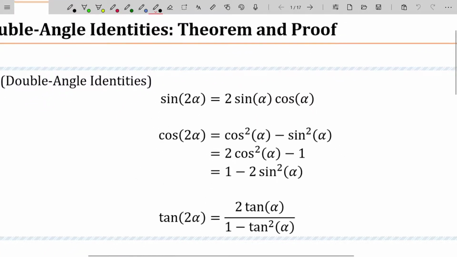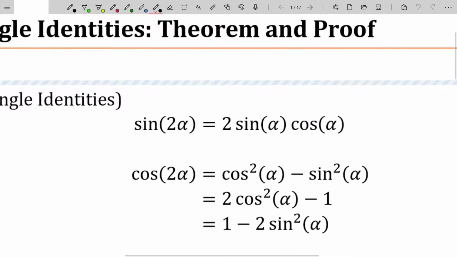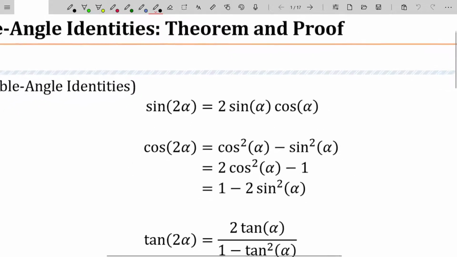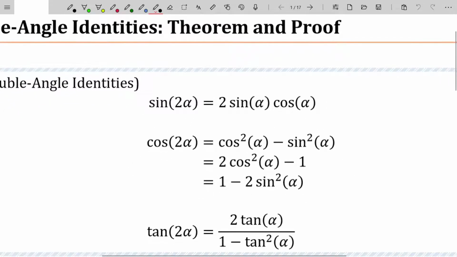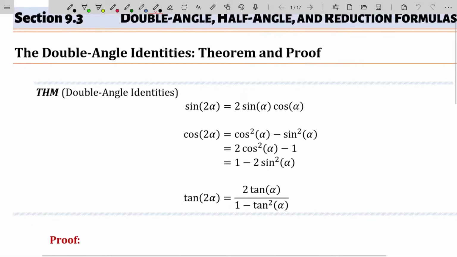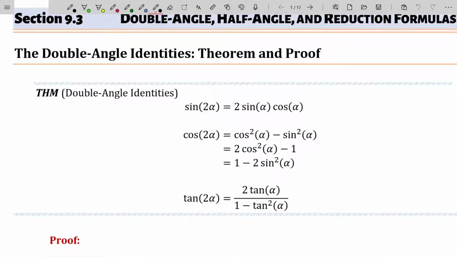There is an identity for the double angles for the tangent. I just don't require that my students memorize that identity because you can always derive it just from knowing the double angle identities for the sine and the cosine, because the tangent is equal to sine over cosine. Anyhow, so let's go ahead and in this video dedicate our time to the theorem and the proof of the double angle identities. It's very fast.